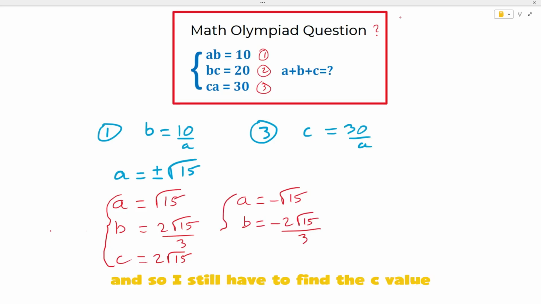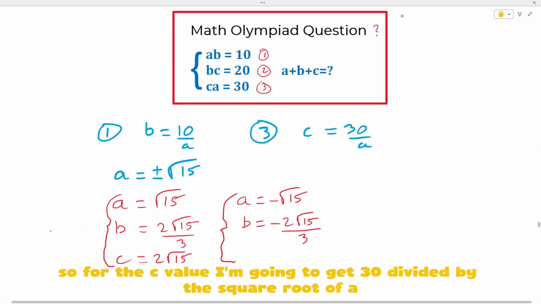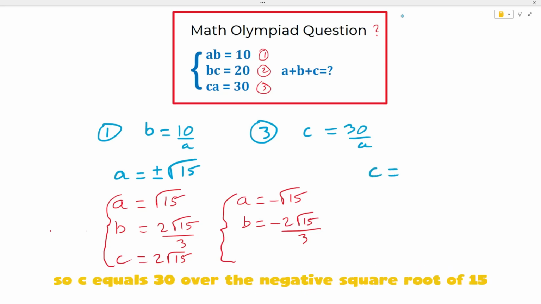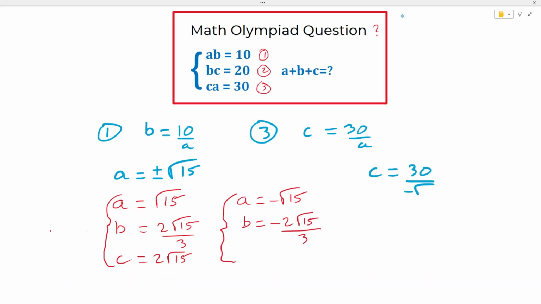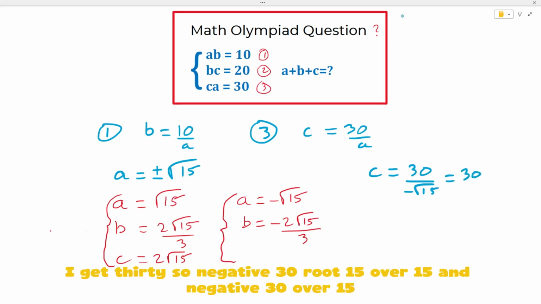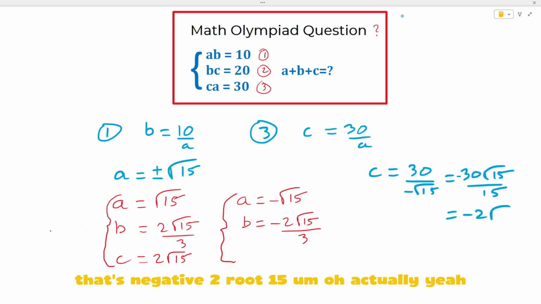I still have to find the c value, which I'm going to do right now. For the c value, I'm going to get 30 divided by a, so I can take that reasoning here. c equals 30 over the negative square root of 15. Multiplying top and bottom by negative root 15, I get negative 30 root 15 over 15. And negative 30 over 15 is negative 2 root 15.